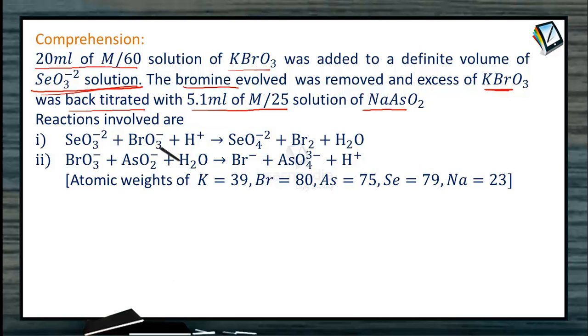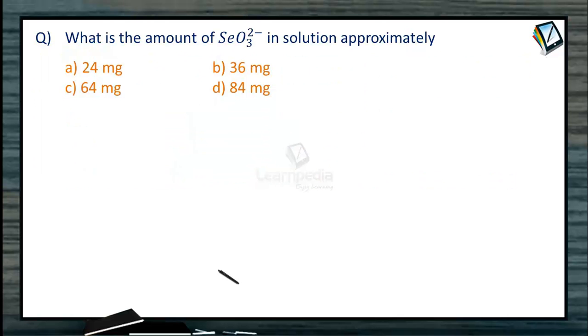So SeO3 2 minus reacts with BrO3 minus in H plus, that is acidic medium, to give SeO4 2 minus and bromine water. And the second equation is the bromate being treated with arsenite solution to give bromide and arsenate, and H plus is given out. Atomic weights of the elements are given. Then what are the questions given? Question 1. What is the amount of selenite in solution?